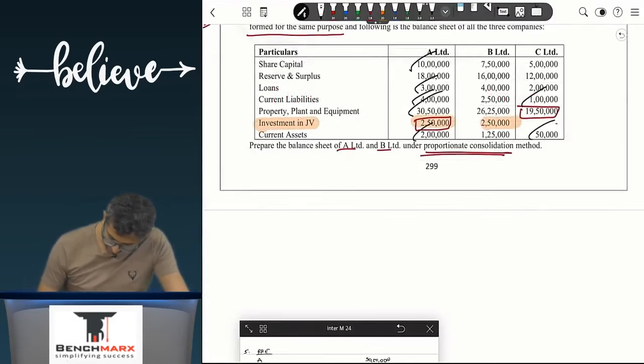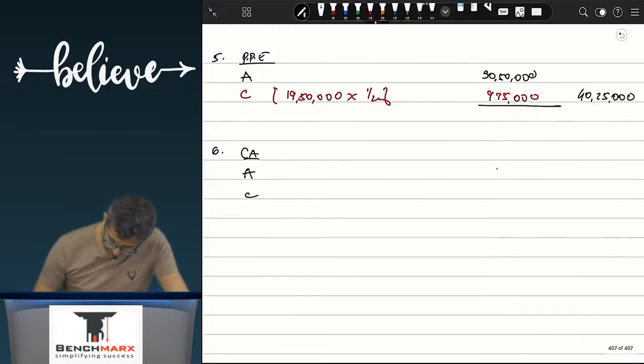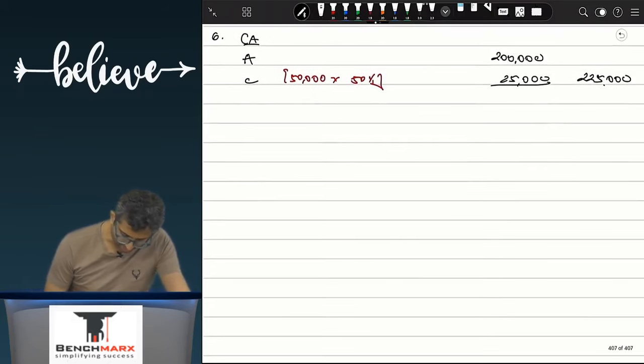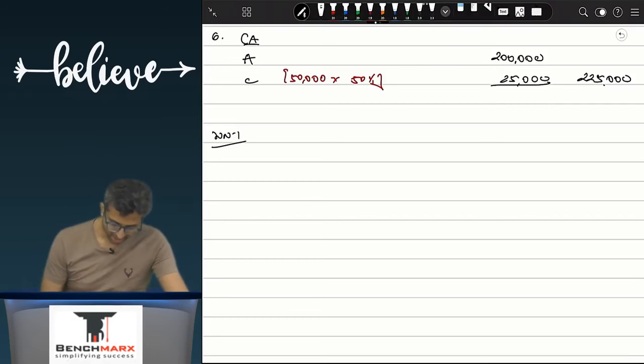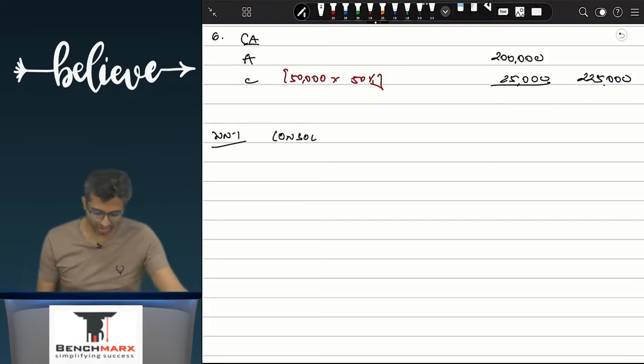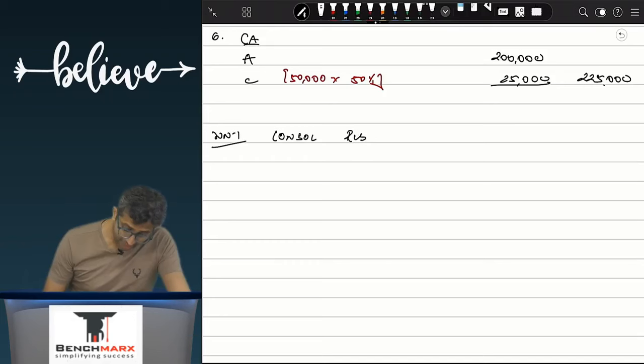Then is 6, current assets, A and C. 2 lakhs and 25,000. And this is 50,000 into 50%. Yeah, so 1 by 2, this is 2 lakh 25. Achha, you don't really need to do so much headache, but nevertheless, in the exam, I don't think it will come, at least as of now, based on what it appears. But if it comes, you have consolidated reserves.